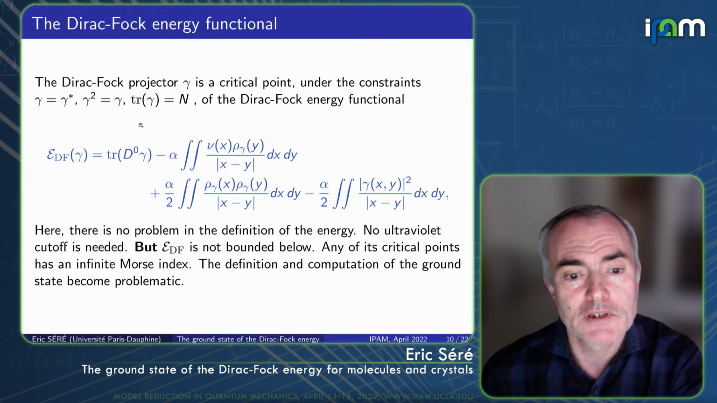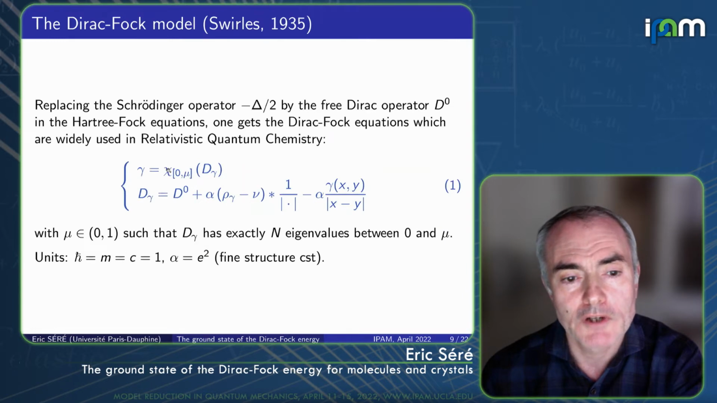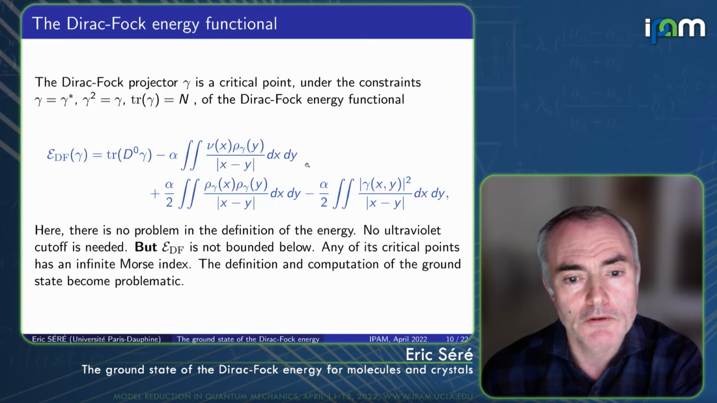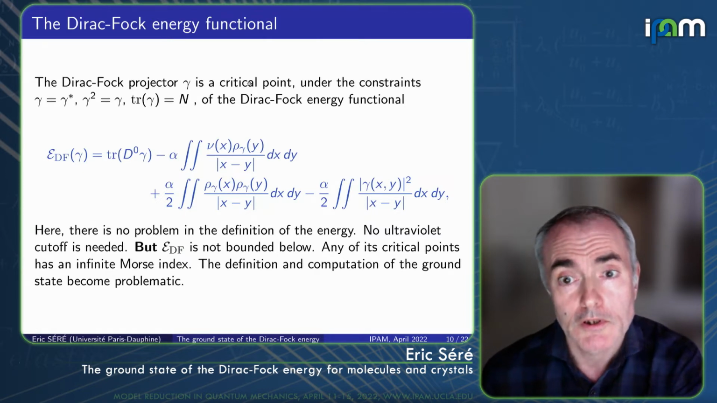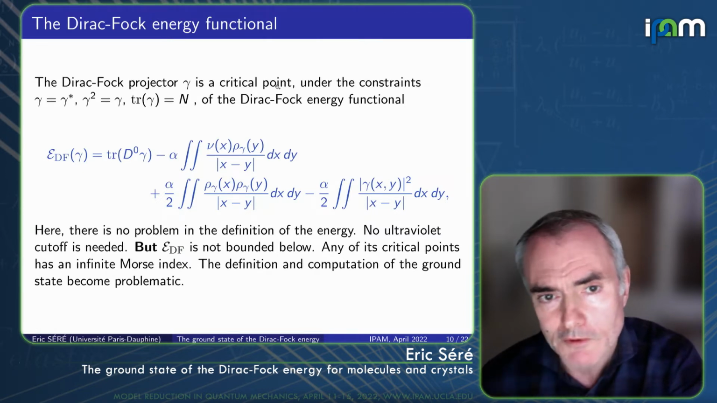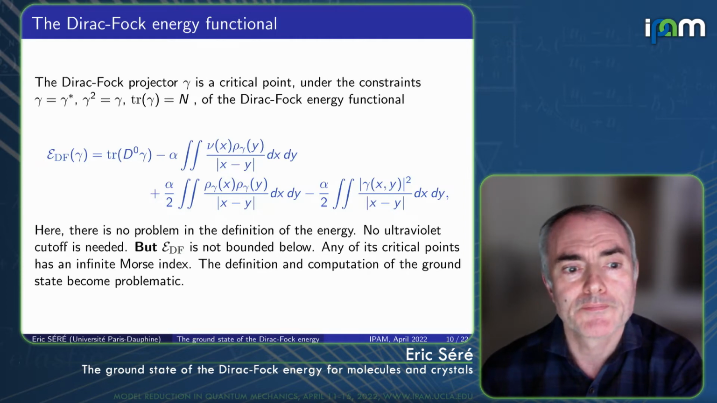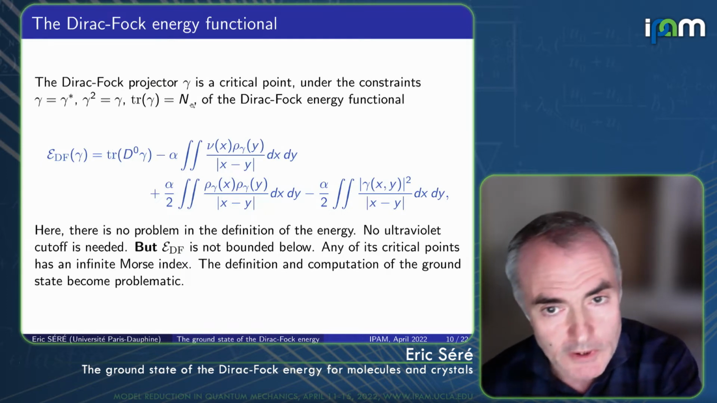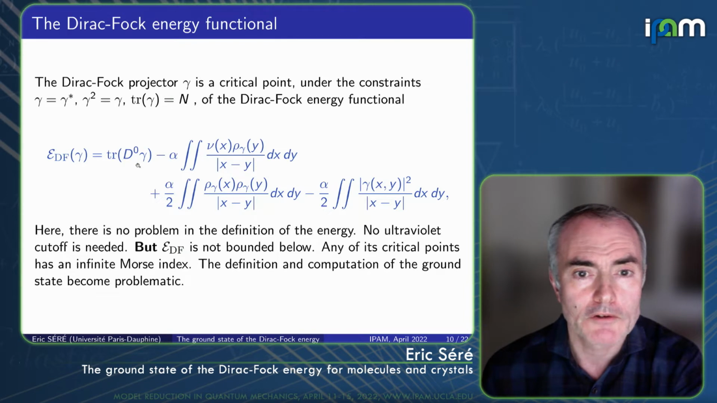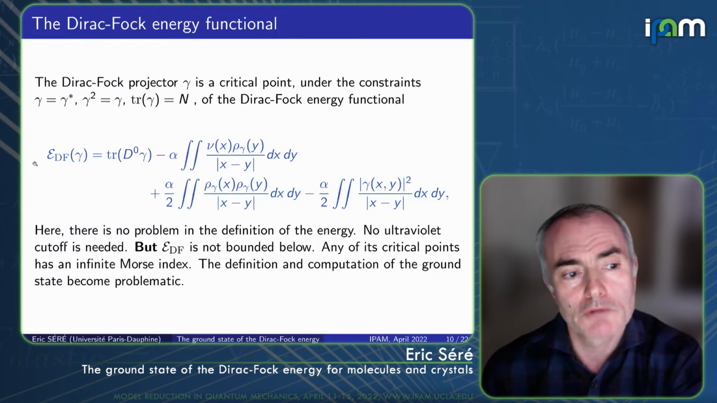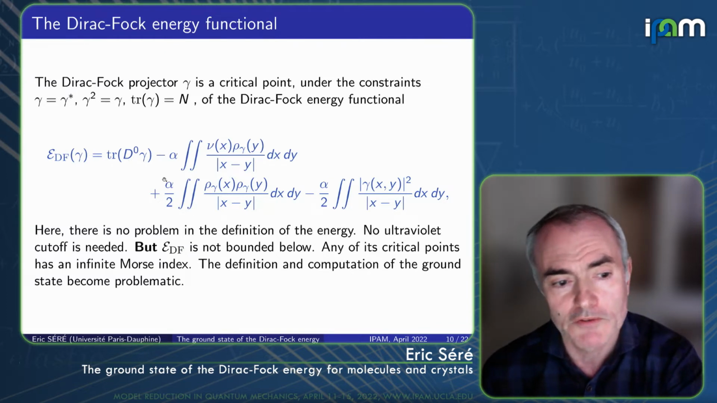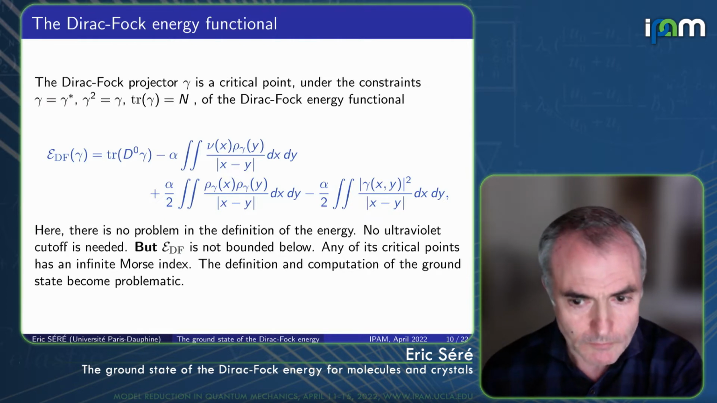So you can say that the equation here is the Euler-Lagrange equation for this energy. So the Dirac-Fock projector, the solution gamma, is a critical point, or stationary point, as it's sometimes called, of this Dirac-Fock energy under the constraint that gamma should be a projector of rank n. So it's a critical point, but not a minimizer, because D0 is not bounded below. If you try to minimize this Dirac-Fock energy, you just get minus infinity. Okay.